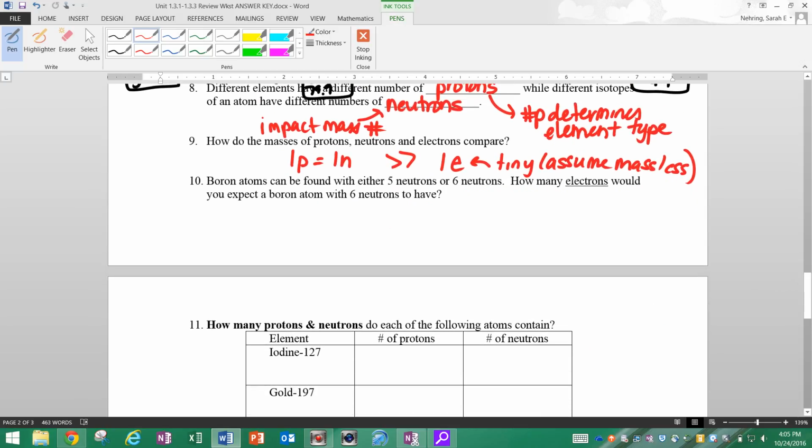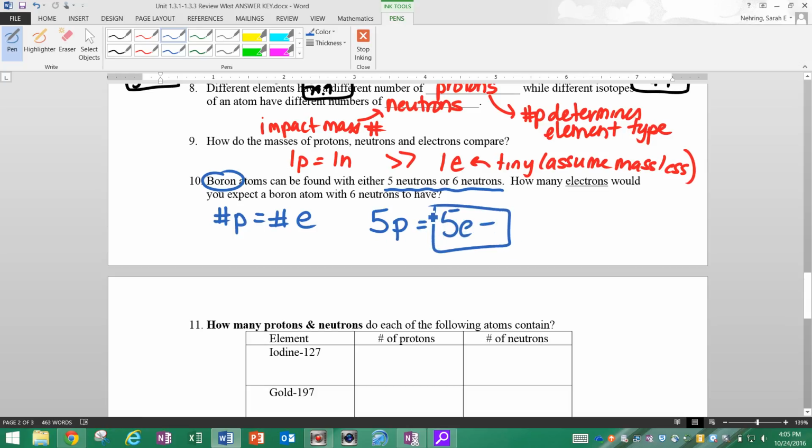All right, so boron atoms can be found with either 5 neutrons or 6 neutrons. How many electrons would you expect a boron atom with 6 neutrons to have? Well, this is actually totally irrelevant information. Those are distractors, because the important thing about electrons is the number of protons equals the number of electrons. The number of neutrons is irrelevant. So if it is boron, you look up on the periodic table, the atomic number of boron is 5. So boron is always going to have 5 protons, which means it will always have 5 electrons. So whether it has 5 neutrons or 6 neutrons doesn't matter because neutrons do not have a charge. And the key thing is protons need to equal electrons.